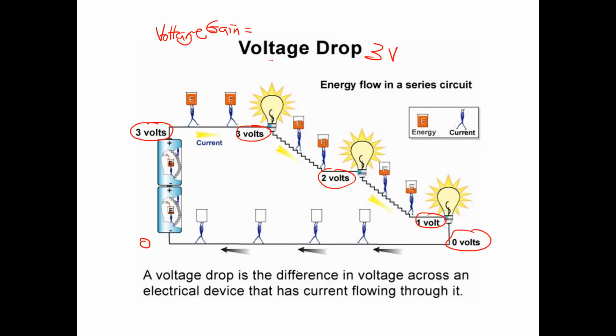The voltage drop is the difference in voltage across an electrical device that has current flowing through it. From this point to this point, we dropped 1 volt. From here to here, we dropped another 1 volt. From here to here, another 1 volt. We add that up, 1, 2, 3 volts. It equals our voltage gain.